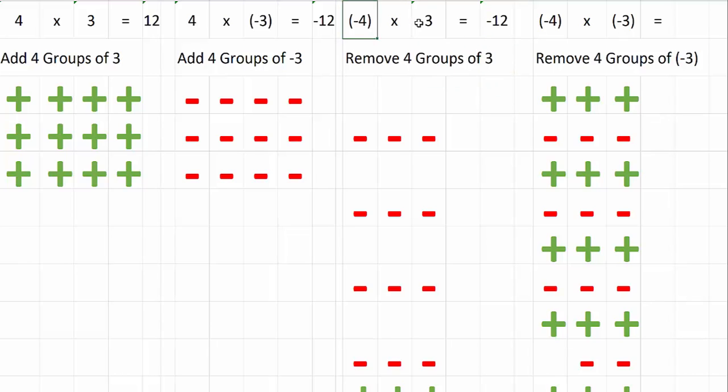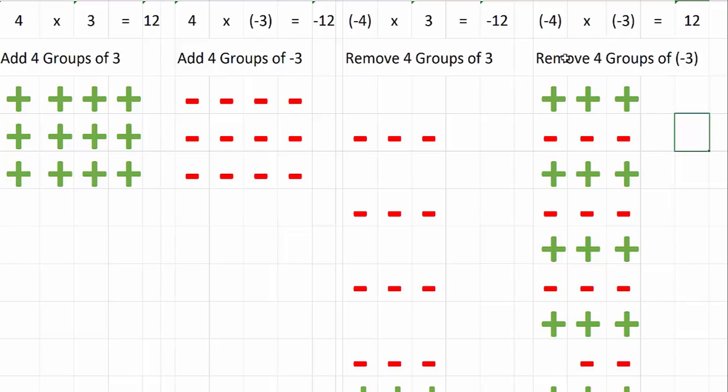So we have a negative times a positive is a negative. Back over here, we had a positive times a negative is a negative, and a positive times a positive is a positive. Now we have the final problem, a negative times a negative. Well, I wonder what that answer will be. So most likely it's going to have a 12, but will it be a positive or negative? Well, let's check this out.